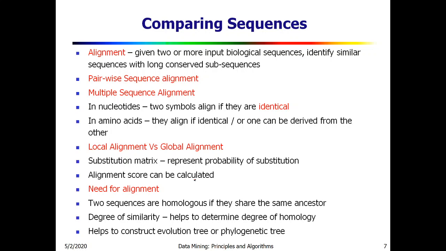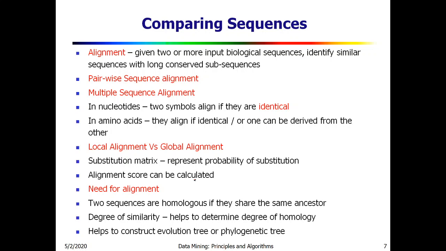So when we take two or more input biological sequences, you identify the similar sequences, and you also check for the subsequences. Generally, alignments are of two types: pairwise sequence alignment and multiple sequence alignment. In nucleotides, two symbols align if they are identical, and in amino acids they align if they are identical or one may be derived from the other.